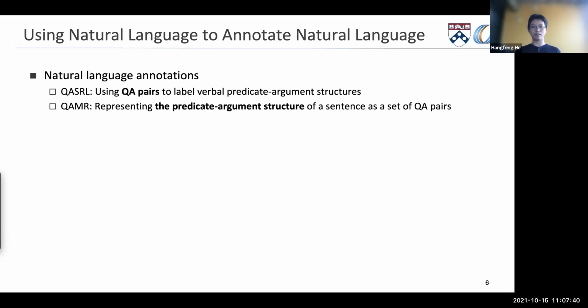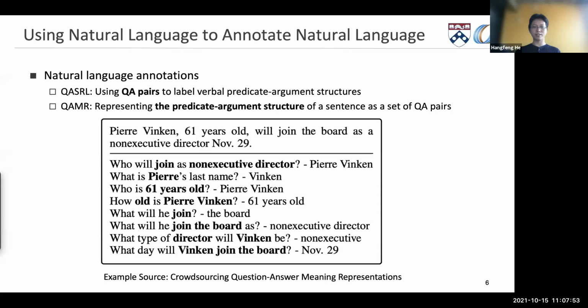This idea is from question-answer driven semantic role labeling, QASRL, and question-answer meaning representation, QAMR. The key idea there is to use QA pairs to represent the predicate argument structure of a sentence. For instance, given a sentence P: Arthur Lincoln, 61 years old, will join the board as a non-executive director November 29.